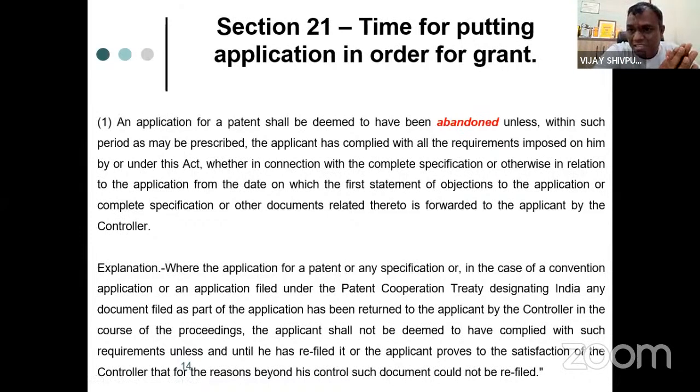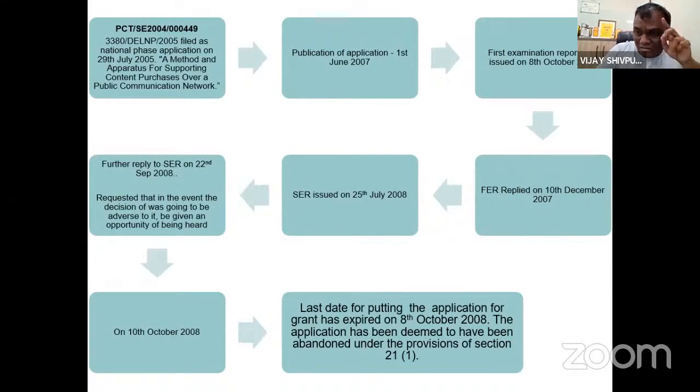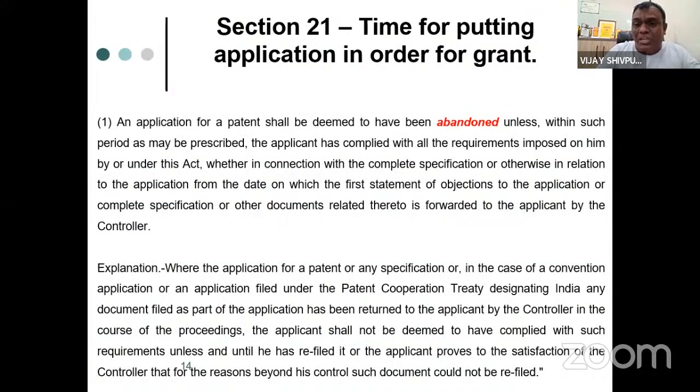That simply means if I don't comply with my requirements within 6 months, I'm not providing the FER reply, or with extension, let's say within 9 months, I am not providing the FER reply. Within 48 months, I'm not filing the request for examination. The application is automatically abandoned under section 21(1). What is wrong in this case? In this case, the disposal was based on section 21 abandonment. That means the case is actually disposed now.